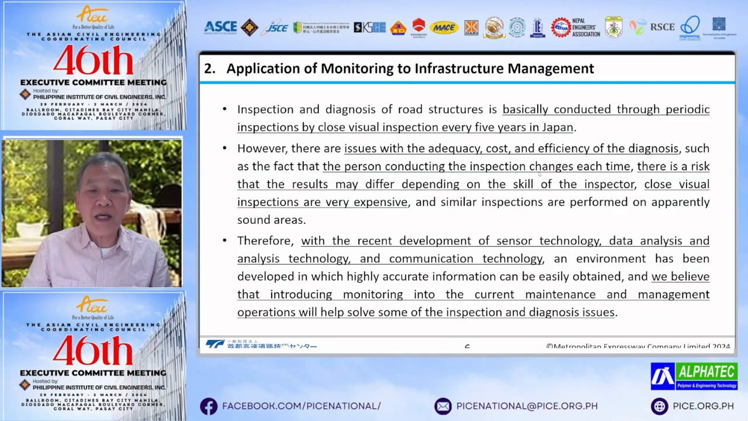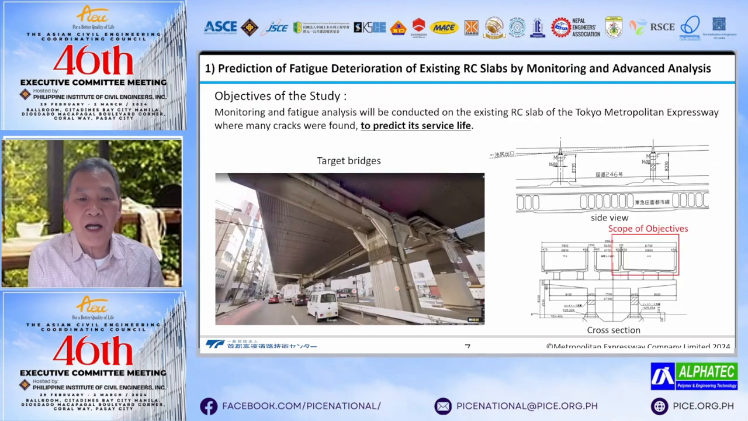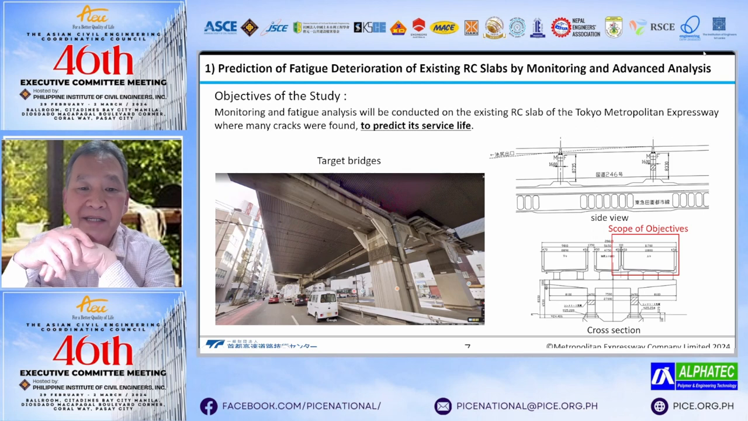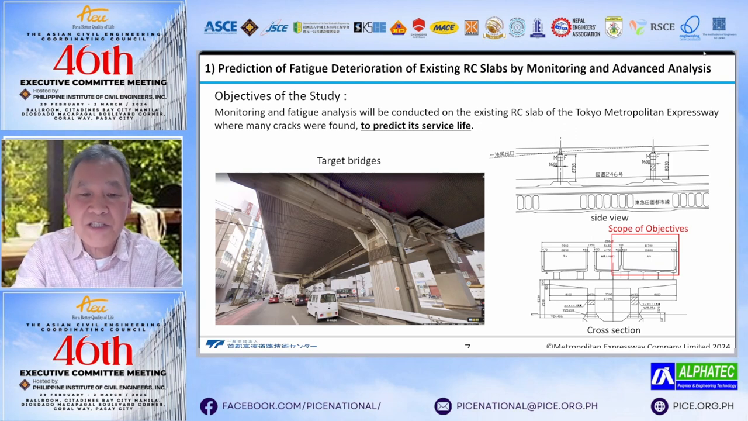Okay. So today, I'd like to introduce two use cases, two examples of monitoring. The first one is for normal inspections, to predict the fatigue deterioration of the existing reinforced concrete slab by monitoring and advanced analysis. The objective of this study is to predict the service life of the reinforced concrete slab. This is the target bridge. It is a metropolitan expressway viaduct structure, and the targets are the plate girders and the reinforced concrete slabs.